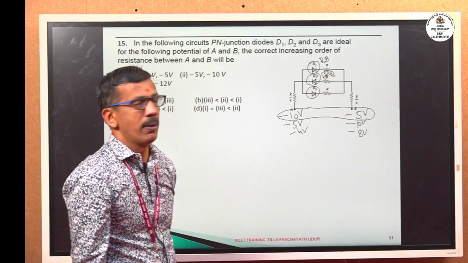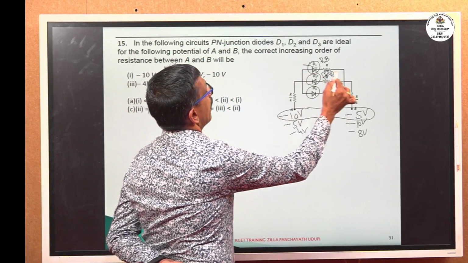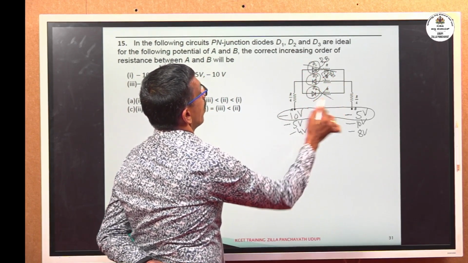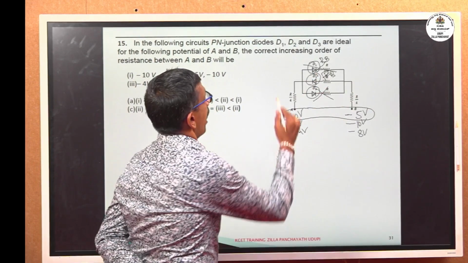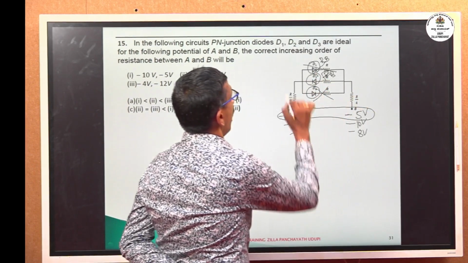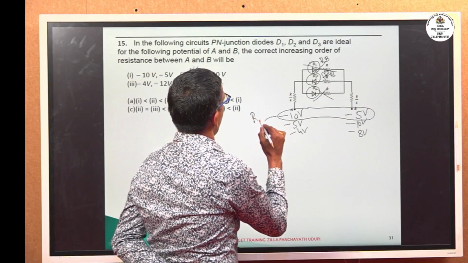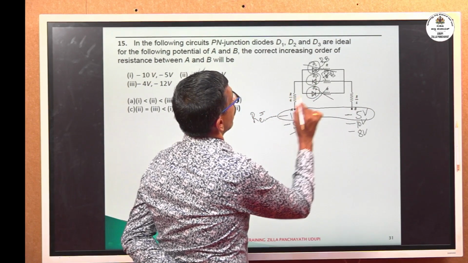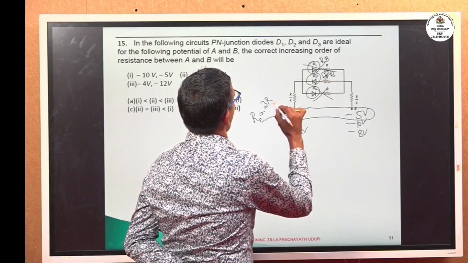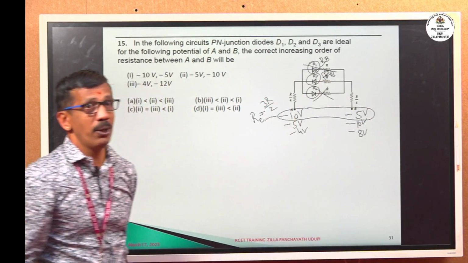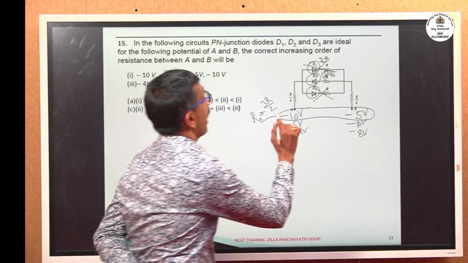Therefore, since reverse bias has infinite resistance, leave those out and calculate the total resistance between A and B. How much is it? R by 4, R by 4. All the three are in series. Effective resistance becomes R by 4, R by 4, R, which is 3R by 2 or 1.5 R. This is in the case of minus 10 and minus 5 volt given at A and B.